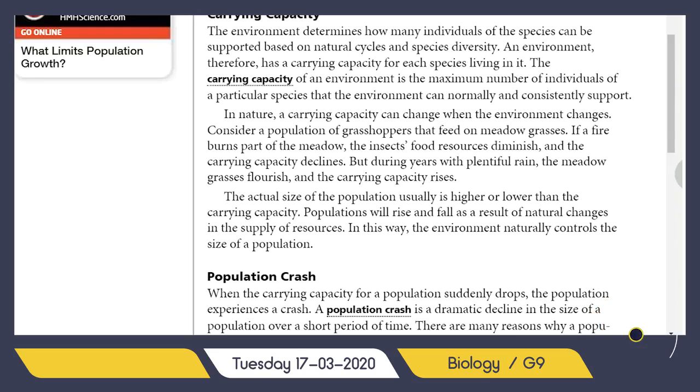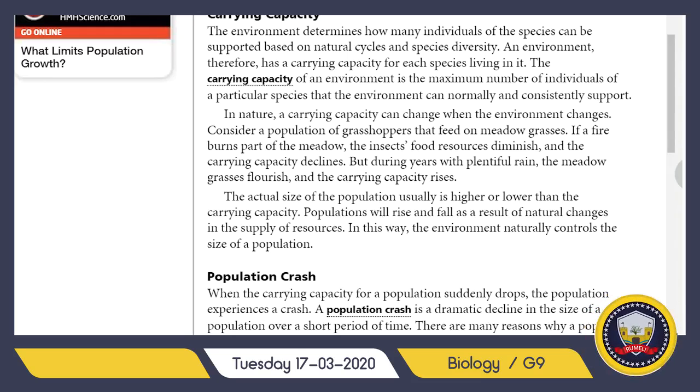normally and consistently support. So, in nature, consider the grasshoppers. The grasshoppers feed normally on meadow grasses. So, if a fire burned part of that meadow, the food resource will be diminished and the carrying capacity declines. But if years go by without any diminishing, rain plentiful, the meadow grasses flourish, so the carrying capacity rises.